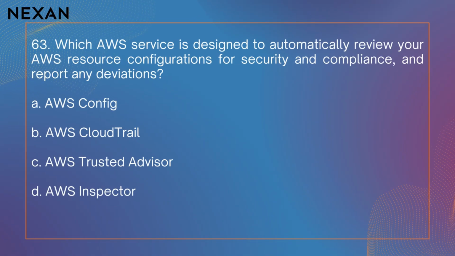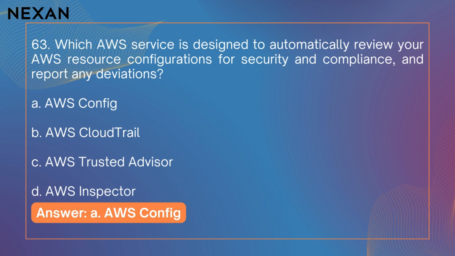63. Which AWS service is designed to automatically review your AWS resource configurations for security and compliance and report any deviations? A. AWS Config. B. AWS CloudTrail. C. AWS Trusted Advisor. D. AWS Inspector. Answer: A. AWS Config.